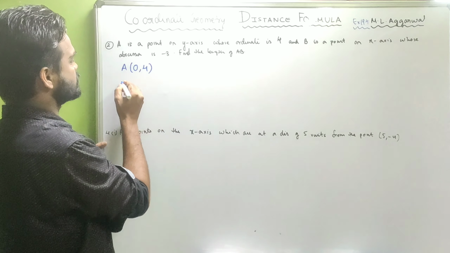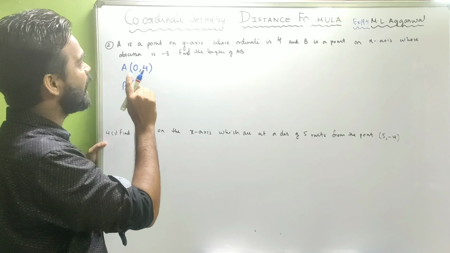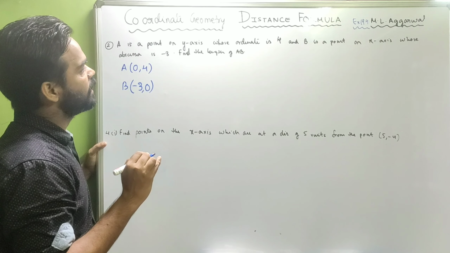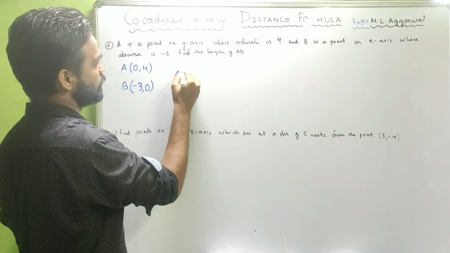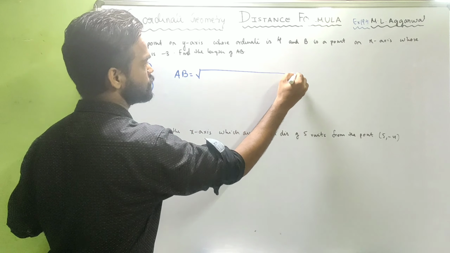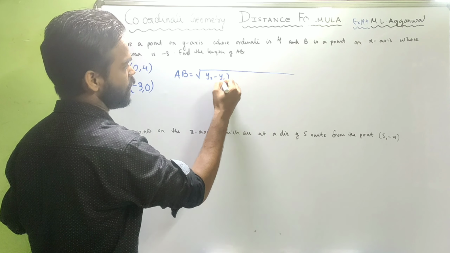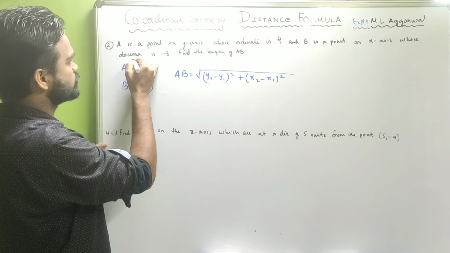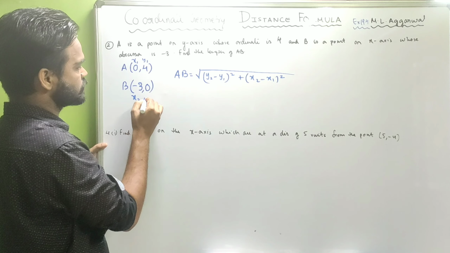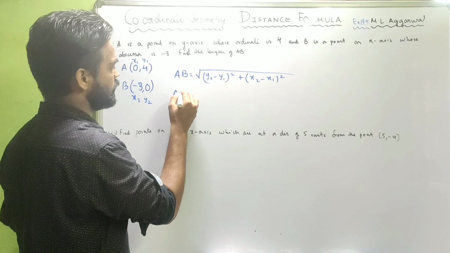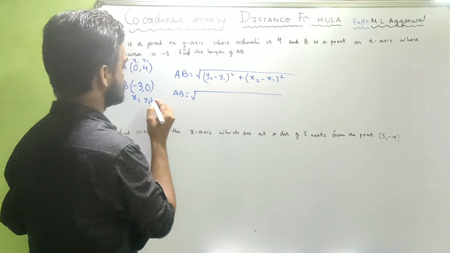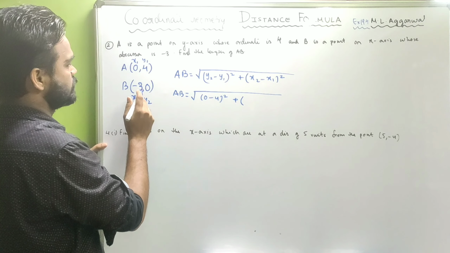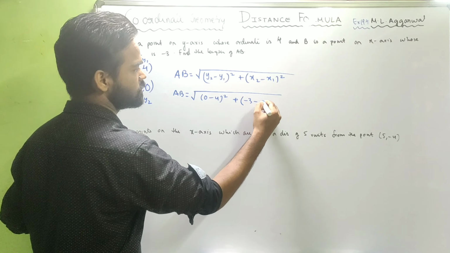And B is a point on the x-axis whose abscissa is -3. So B has to be (-3, 0). Very important. Find the length of AB. Very easy. Your length of AB will be the root of, I'll just write the formula, (y2 minus y1) whole square plus (x2 minus x1) whole square. Suppose this is my (x1, y1), this is my (x2, y2). So your AB will be the root of (0 minus 4) whole square plus (-3 minus 0) whole square.